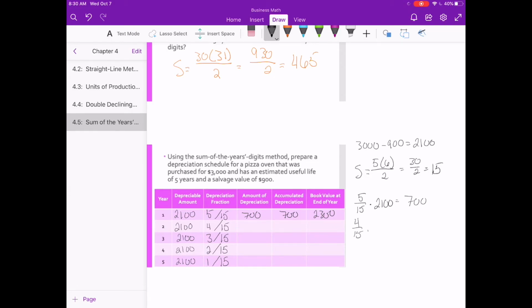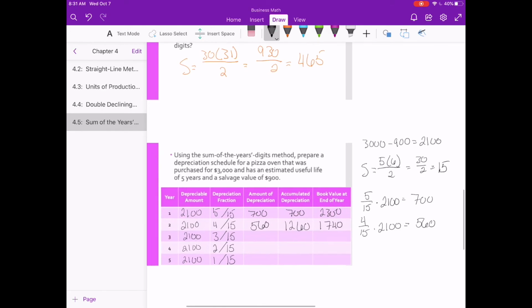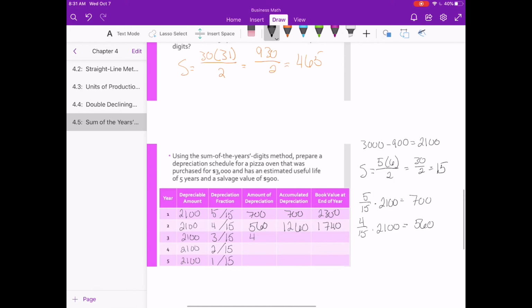So we have 4/15 times 2,100. That's going to be $560. So the total accumulated depreciation is 700 plus 560, which is 1,260, making our new book value 1,740. And then you can keep going in the process. I'm just going to fill this in for you just to save a little bit of time.